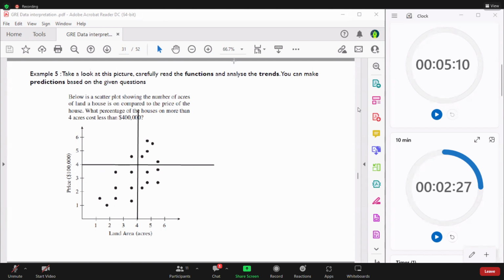First of all, we count the number of houses on more than 4 acres. So we'll count all the houses in this red block: 1, 2, 3, 4, 5, 6, 7, 8, 9, 10. 10 houses are on land of more than 4 acres. Now, cost less than 400,000. So 5 of these houses cost less than 400,000. So basically 50% of houses on more than 4 acres cost less than 400,000.